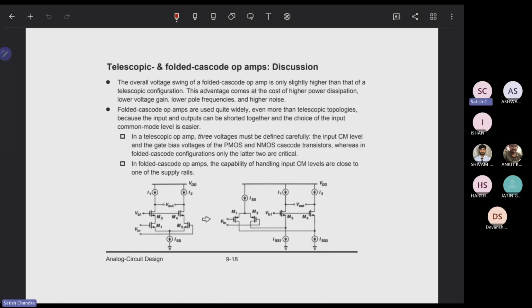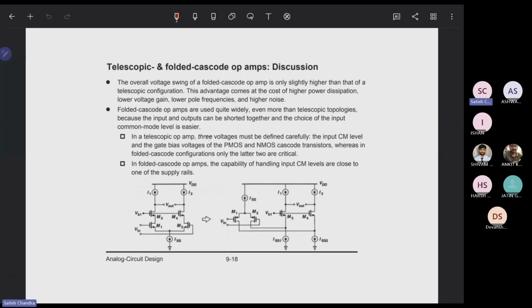Now, telescopic and folded cascode. We have already seen that the output voltage swing of a folded cascode op-amp is only slightly higher than that of the telescopic configuration. This advantage comes at the cost of higher power dissipation, lower voltage gain, lower pole frequency, and higher noise. Folded cascode op-amps are used quite widely, even more than the telescopic topology, because the input and output can be shorted together and the choice of the input common-mode level is easier.